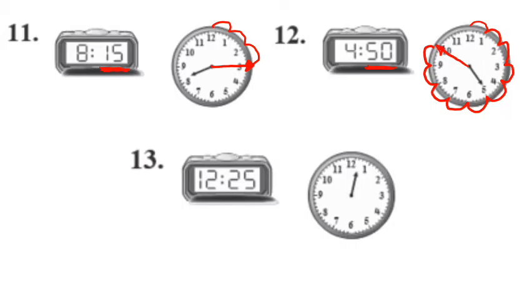The last one is 12:25. They've already done the hour hand. I just need to find 25 minutes. Again, I'm going to count by 5s. 5, 10, 15, 20, 25. 25 is at the 5, so my minute hand needs to go all the way to the 5 so that it is longer than the hour hand.